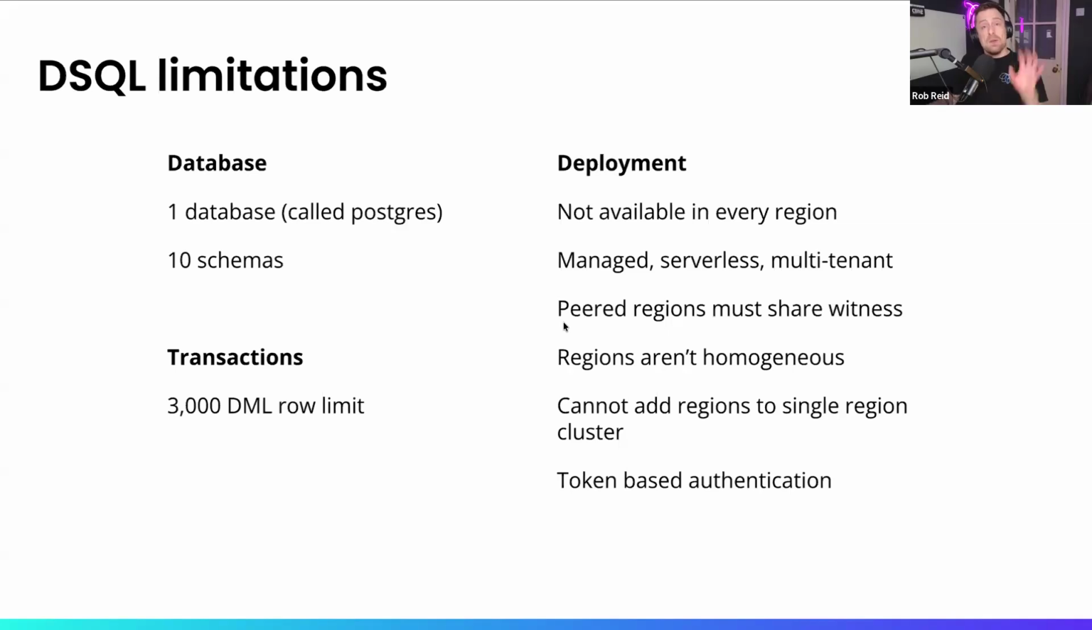Peered regions. If you have two regions in a DSQL cluster, they must share a witness region. The regions aren't therefore homogeneous, because one of those regions is slightly different, being a witness region that you wouldn't directly talk to. You can't add regions to a single region cluster. So if you create a single region DSQL database, you're not able then to create multi-regions from there. You'd need to essentially start from scratch.